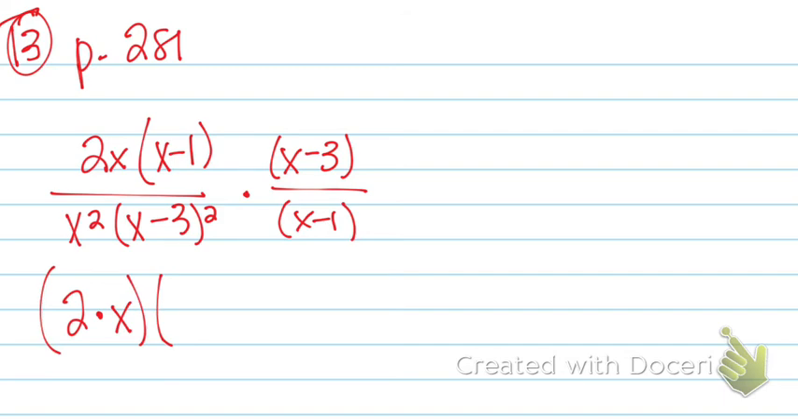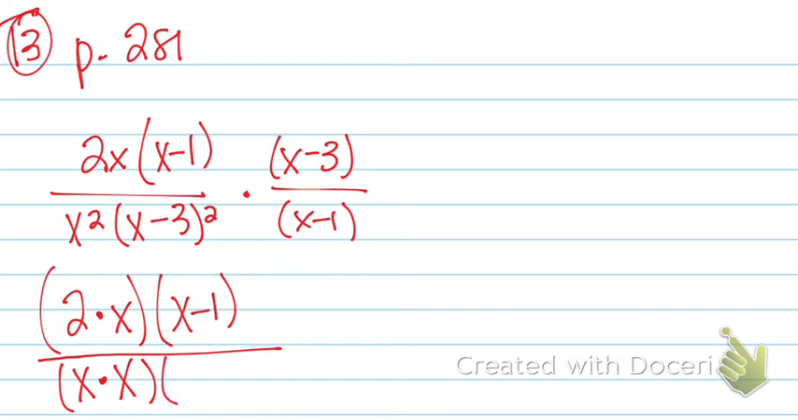Can I simplify x minus 1 any? No, so we're just going to bring it down. This x squared, how many x's is that really? If I say x times x, that's the same thing as me saying x squared, right? Okay. Can I simplify x minus 3? No. But I have to put it 2 times because it's squared. So I have x minus 3 and I have x minus 3. This way is so much easier.